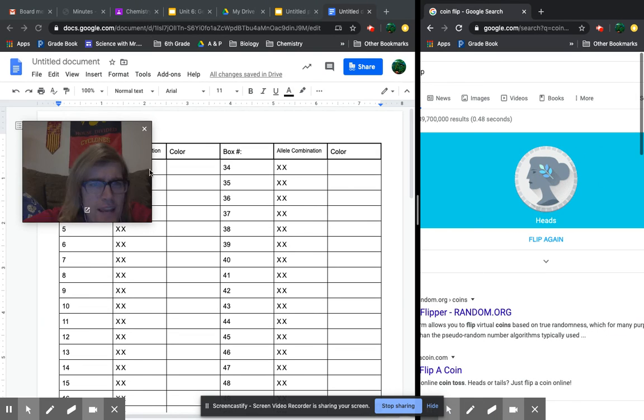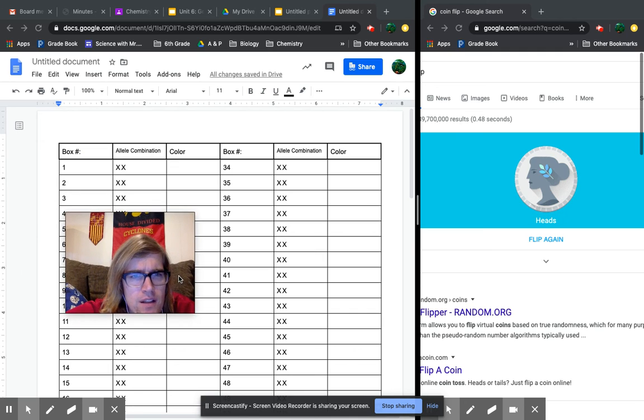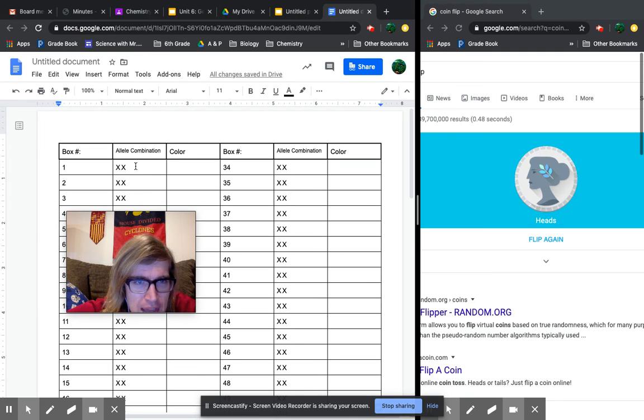Heads. Heads means that which allele stays on? The big B. All right, so on this patch, oh, I thought I had it set so you could just type into it. There it is. Okay, we have big B, and the little b is shut off. So what color are they? Brown. That patch is brown.